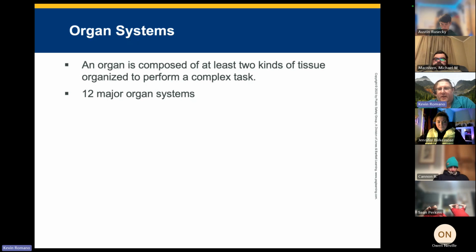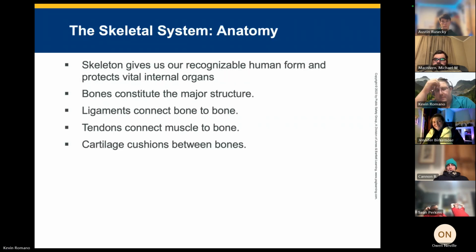So the first one is the integumentary system, so the skin. Skeletal, muscular, nervous, endocrine, circulatory, lymphatic, immune, respiratory, digestive, urinary, and reproductive. All right, we're going to start hitting all those here when we come back in 10 minutes. All right, I'll see you guys in 10.